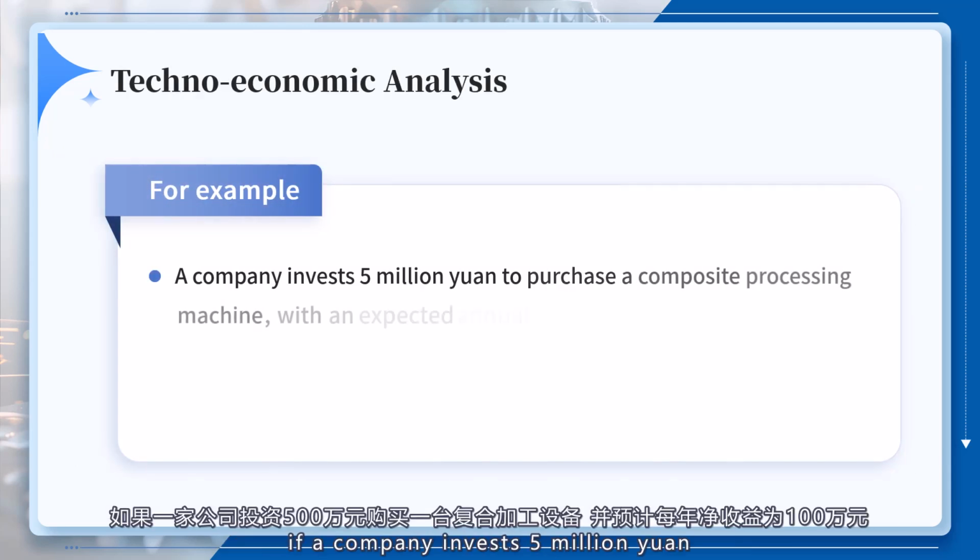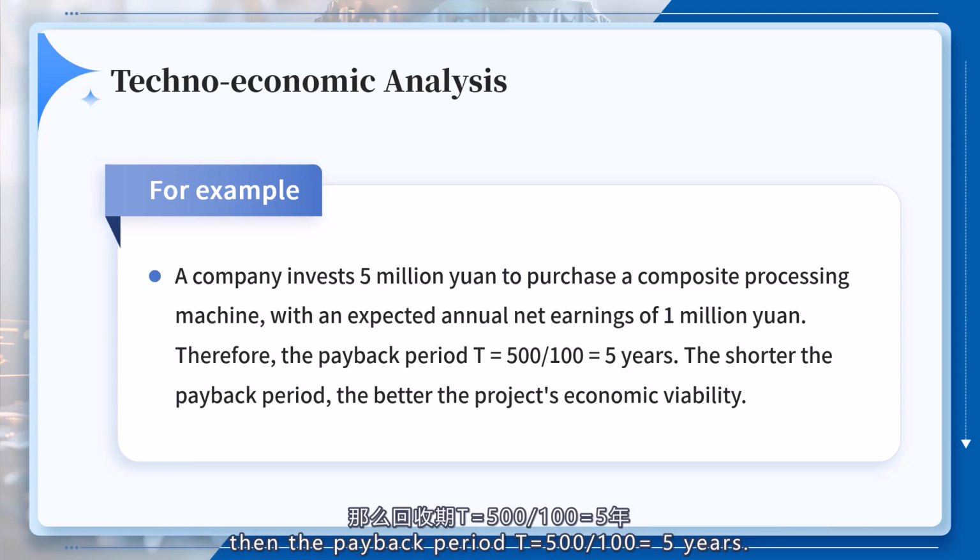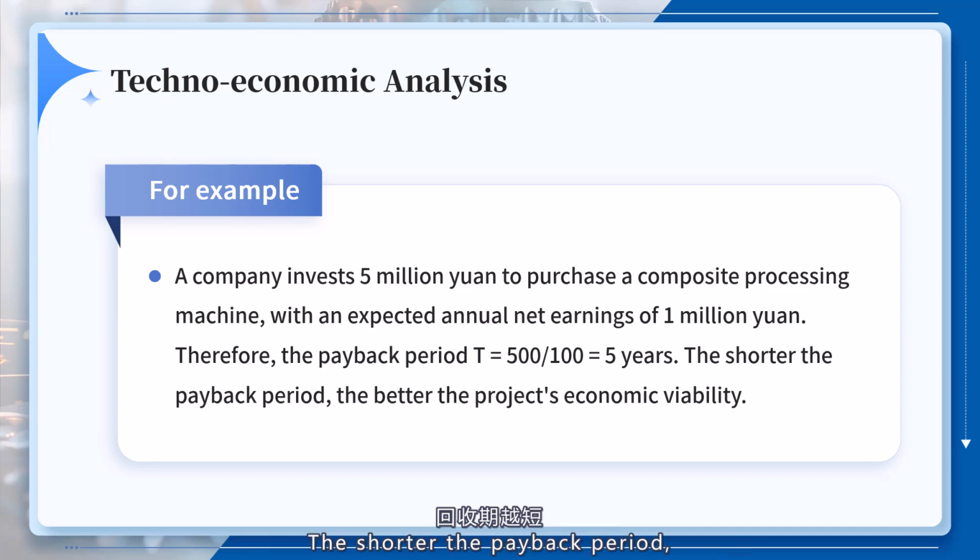For example, if a company invests 5 million yuan to purchase a composite machining equipment and expects an annual net earnings of 1 million yuan, then the payback period T equals 500 over 100 equals 5 years. The shorter the payback period, the better the economic viability of the project.